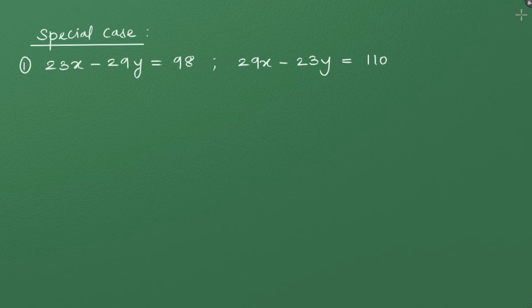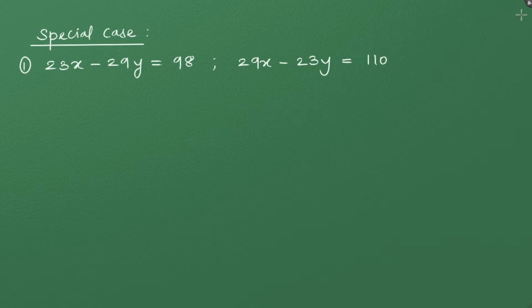Now that you are aware of the four methods, that is substitution method, elimination method, Cramer's rule and graphical method to solve the simultaneous linear equations, there are some special cases of simultaneous linear equations. Now what are these special cases? When the coefficients of variables in one equation are interchanged in the other equation, then such equations are solved in a different manner. Now what is that?